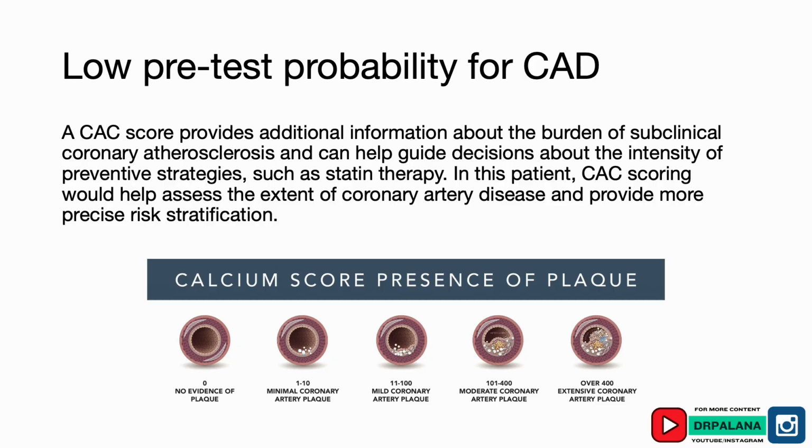Other options, such as an exercise treadmill stress test or a coronary angiography, are typically used in symptomatic patients or those with a higher pretest probability of CAD. Echocardiography and Holter monitoring are not indicated for asymptomatic patients without specific symptoms suggestive of structural heart disease or arrhythmias. CAC scoring is the most appropriate next step in this context, as it can help refine the patient's cardiovascular risk and guide management decisions.